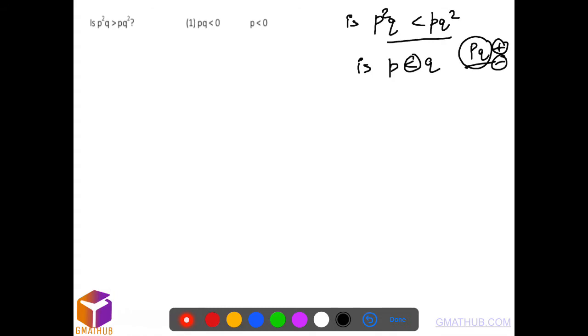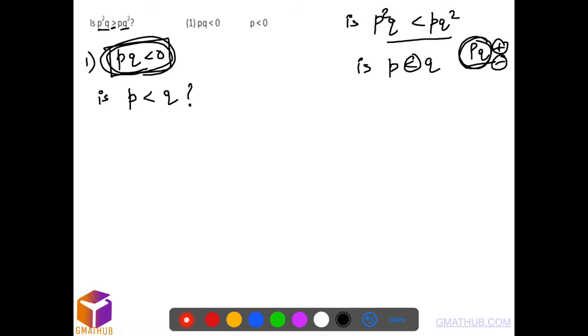Okay, so first statement says P into Q is negative. Now in this case we know the sign of PQ. It is negative. Be it negative or positive, the point is, do we know the sign or not? Now we know. That means we can divide both sides by PQ now. So if we divide, what happens? We are left with P and Q. Because PQ is negative, we divided both sides by a negative number. That means the inequality sign would get reversed. So that becomes your question.